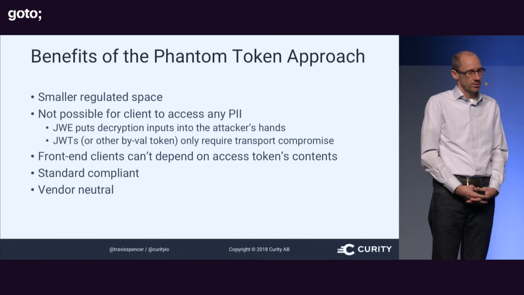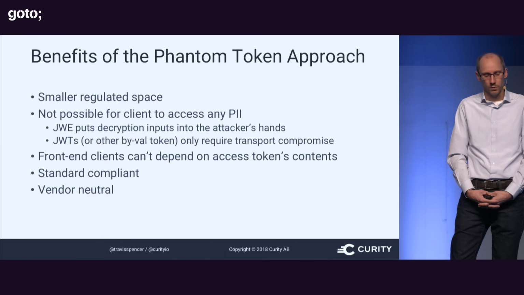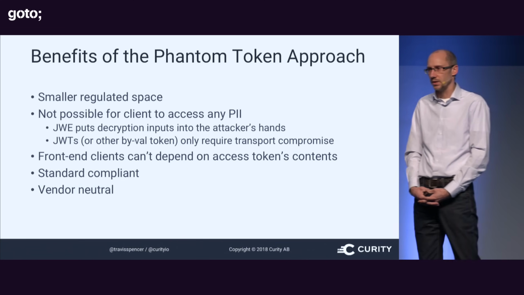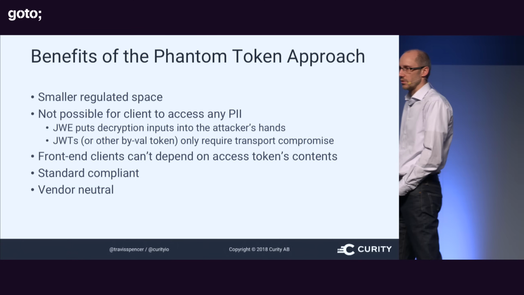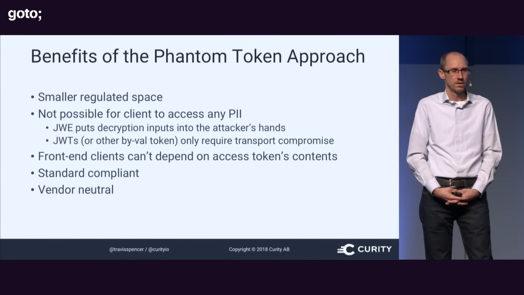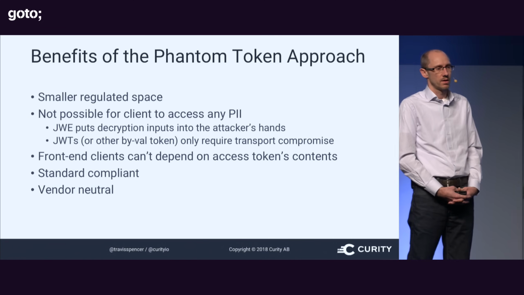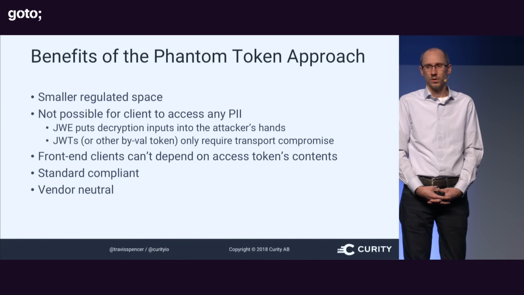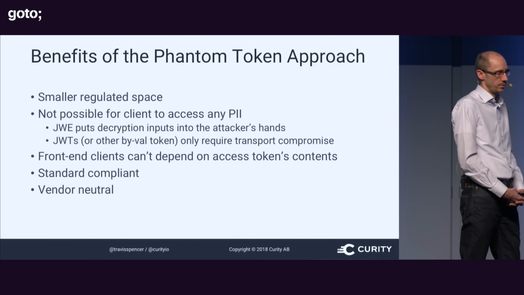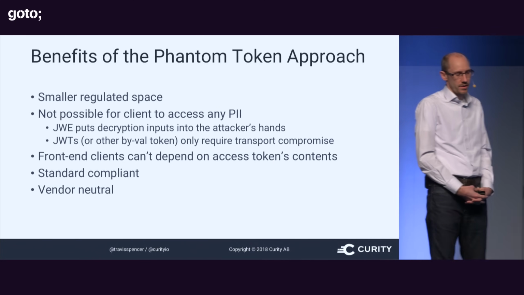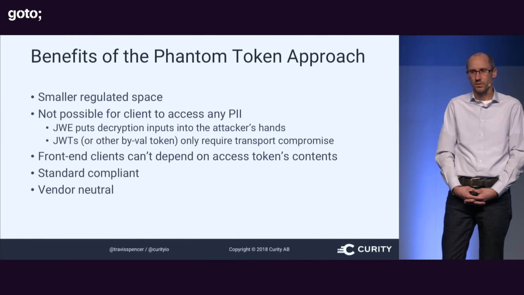And the JSON Web Token sent by value only requires a compromise over TLS or a compromise of the transport. And thankfully that doesn't happen as much as it did 10 years ago with things like BEAST attacks and stuff like that. But it does still mean that if we put the PII into a JSON Web Token and only rely on the transport, if that is compromised, then the information is available in plain text. So the other thing is that we don't want the front-end applications to gain a dependency on the access token's content.